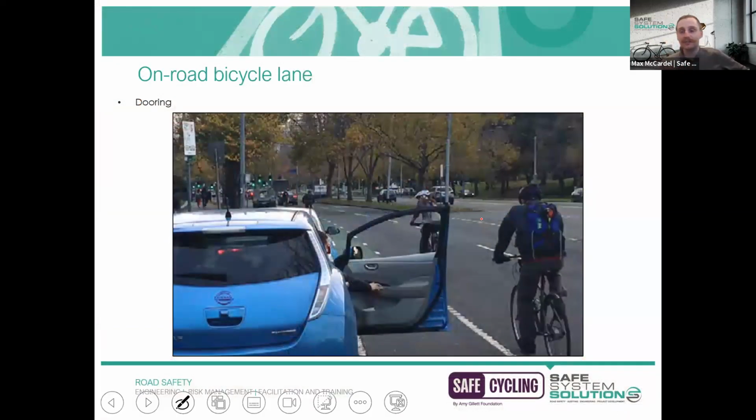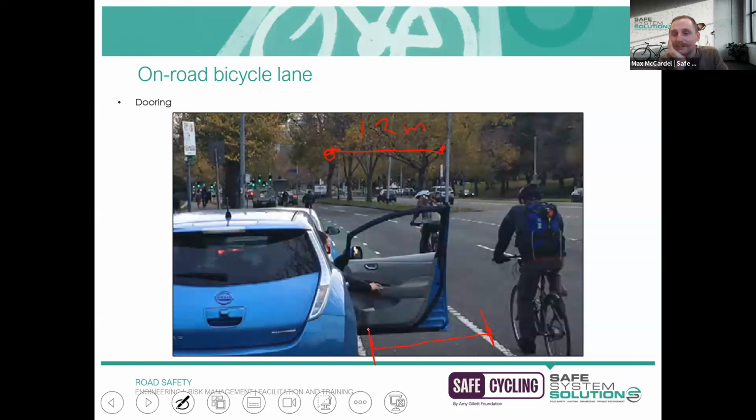Now, dooring is a significant issue, and unfortunately it's happened to a lot of us as cyclists and can have some very, very serious consequences, as I'm sure you could all appreciate. The average door swings out to about 1.2 meters. Ironically, that is also generally the width of our bicycle lanes. So there you go. How about that?